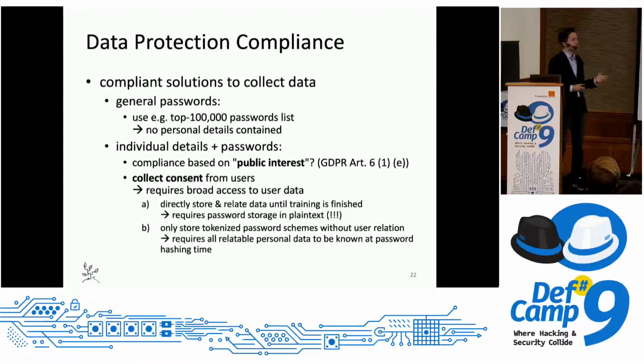The problem again is you need to have the plaintext password, and you need to store that for some time in order to train it. So which means you have to store the plaintext password, which probably isn't the best idea. There's also an alternative. You could extract the information in the password and create a password scheme. So for instance, if someone uses John1970!, you don't store the password in plain text, you only store first name, year of birth, exclamation mark as the password scheme. But this means that you have to have all the information at hashing time, which is not always the case.